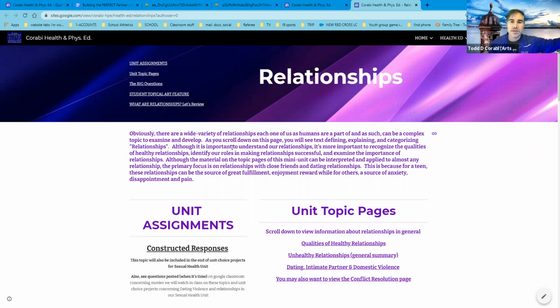Just so you know, this unit is about relationships. It typically only takes about 2.5 weeks, and in fall of 2020, it's pretty much just going to take 2 weeks.